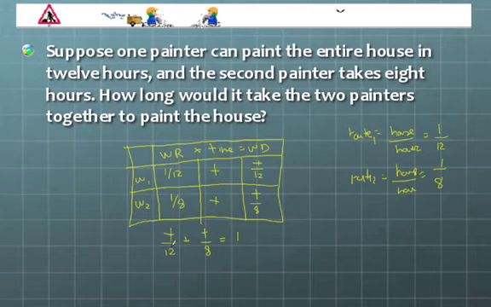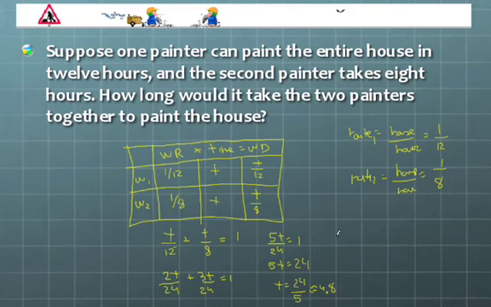Okay, so the common denominator between 12 and 8 is 24. So we have 2t over 24 plus 3t over 24 equals 1. Then I have 5t over 24 equals 1. 5t equals 24. And t equals 24 over 5, which is approximately 4.8 hours. So a little less than 5 hours.